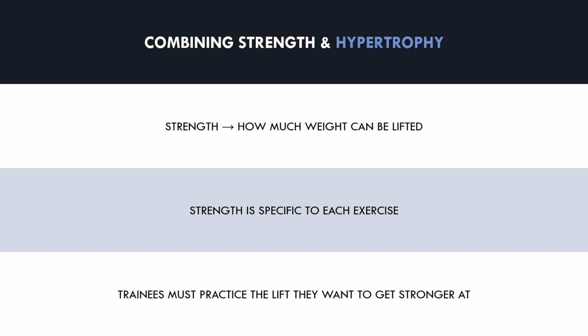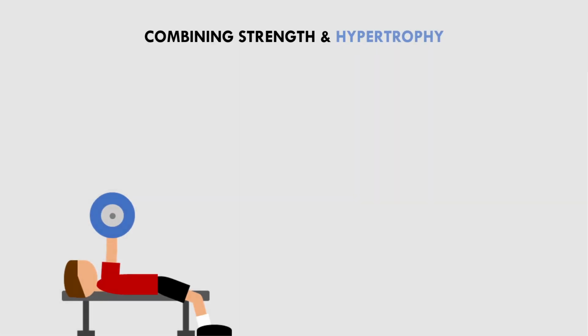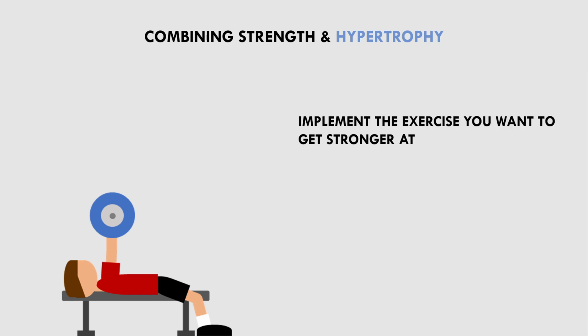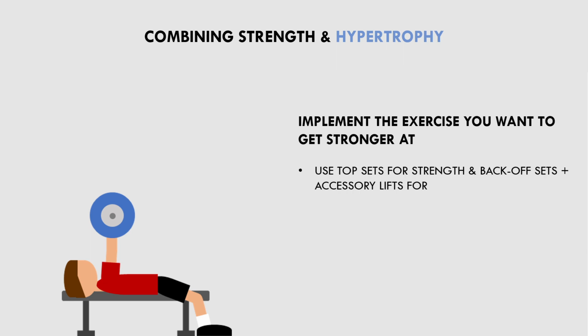For example, if a trainee wants to improve their bench press strength in addition to growing muscle, they need to include the bench press in their program fairly regularly. This could be implemented by doing 1 or 2 top sets of bench press in the 1 to 5 rep range before doing some back off sets and accessory training for the pecs, shoulders, and triceps to focus on hypertrophy adaptations.